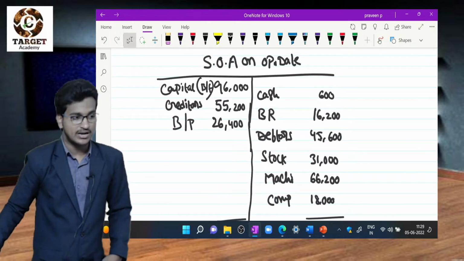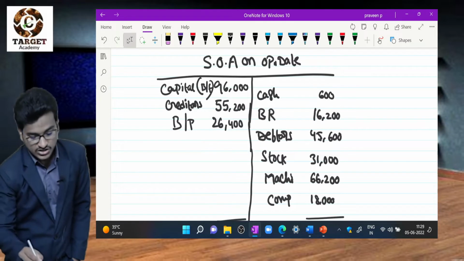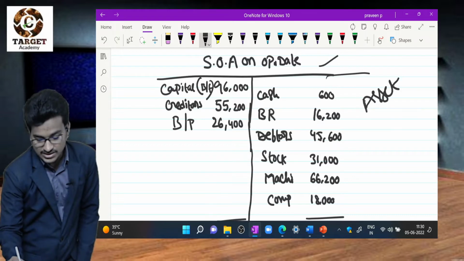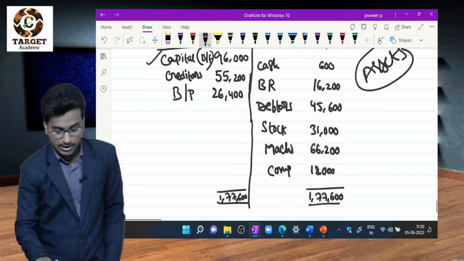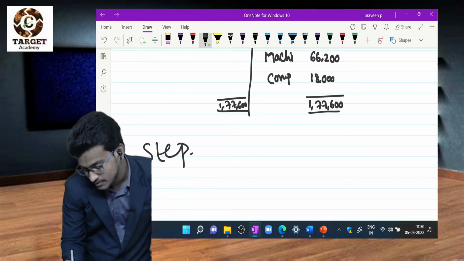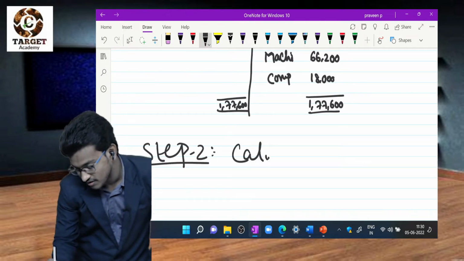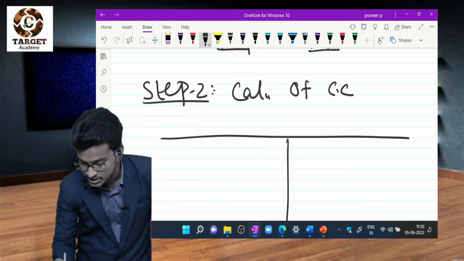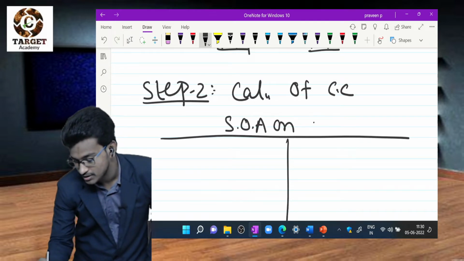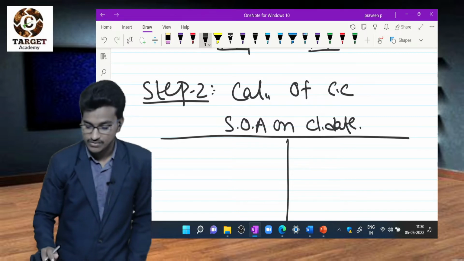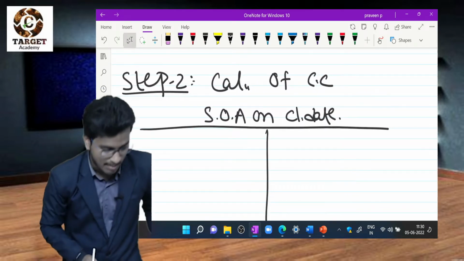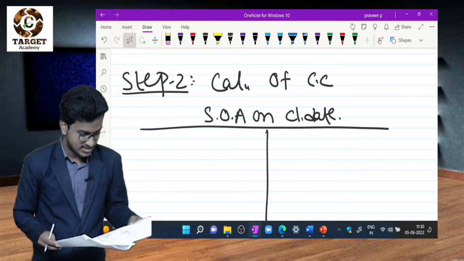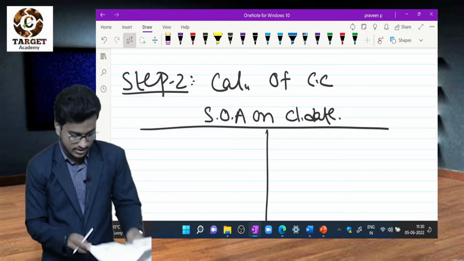What is step number 1? Statement of opening capital. The procedure is we have to prepare the statement of affairs, same as a balance sheet. I have to write assets and liabilities. The balancing figure will be the capital. Step number 2. Calculation of closing capital. Correct? Same. Statement of affairs on closing date. Tell me the assets and liabilities on closing date. The balancing figure will be the closing capital. Correct? Tell me the closing figures.